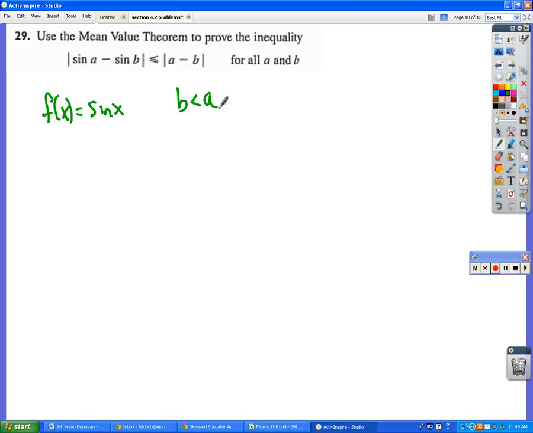Okay, all right, so if this is all true, by the mean value theorem, there's a number in between a and b, right?